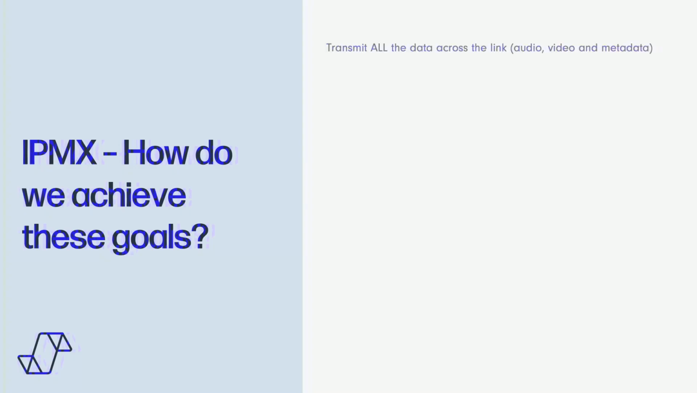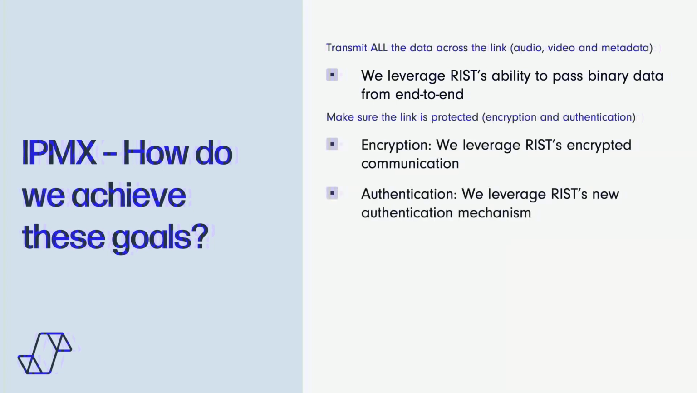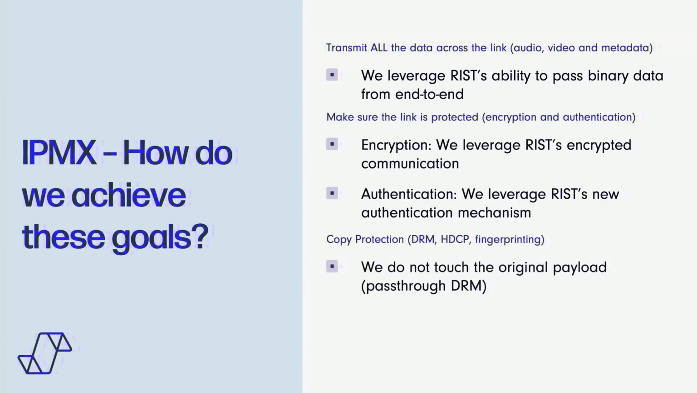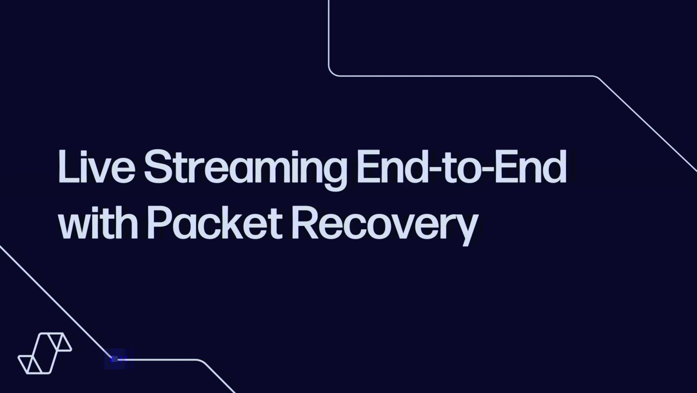All right, so how do we achieve these goals? First goal, transmit all the data across the link without losing any pieces. So we're going to leverage RIST's ability to pass binary data from end to end. So we don't have to touch the binary data. We can send all of it. How do we ensure the link is protected? We leverage RIST encryption and authentication. For copy protection, we don't touch the original payload, so we can do a pass-through DRM. And lastly, for the clock issue, we use MPEG-TS.